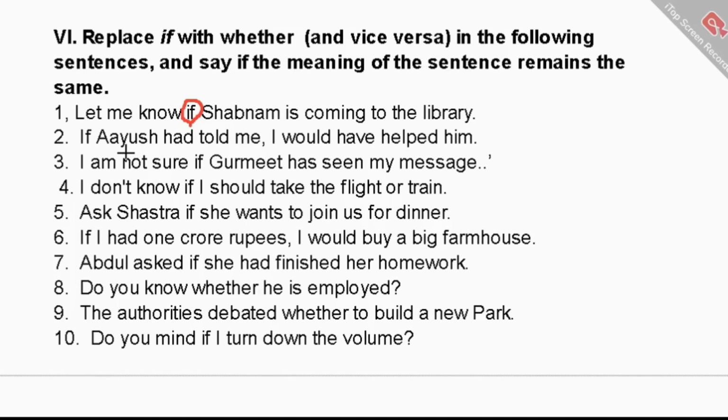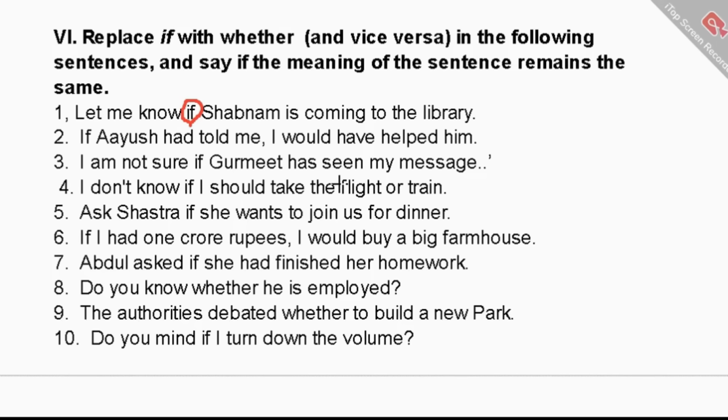Next here we have third one. I'm not sure if Gurmeet has seen my message. Now here, I'm not sure whether Gurmeet has seen my message. So here the meaning remains the same. Whether can be replaced by if. So there would be no changes in this third one.